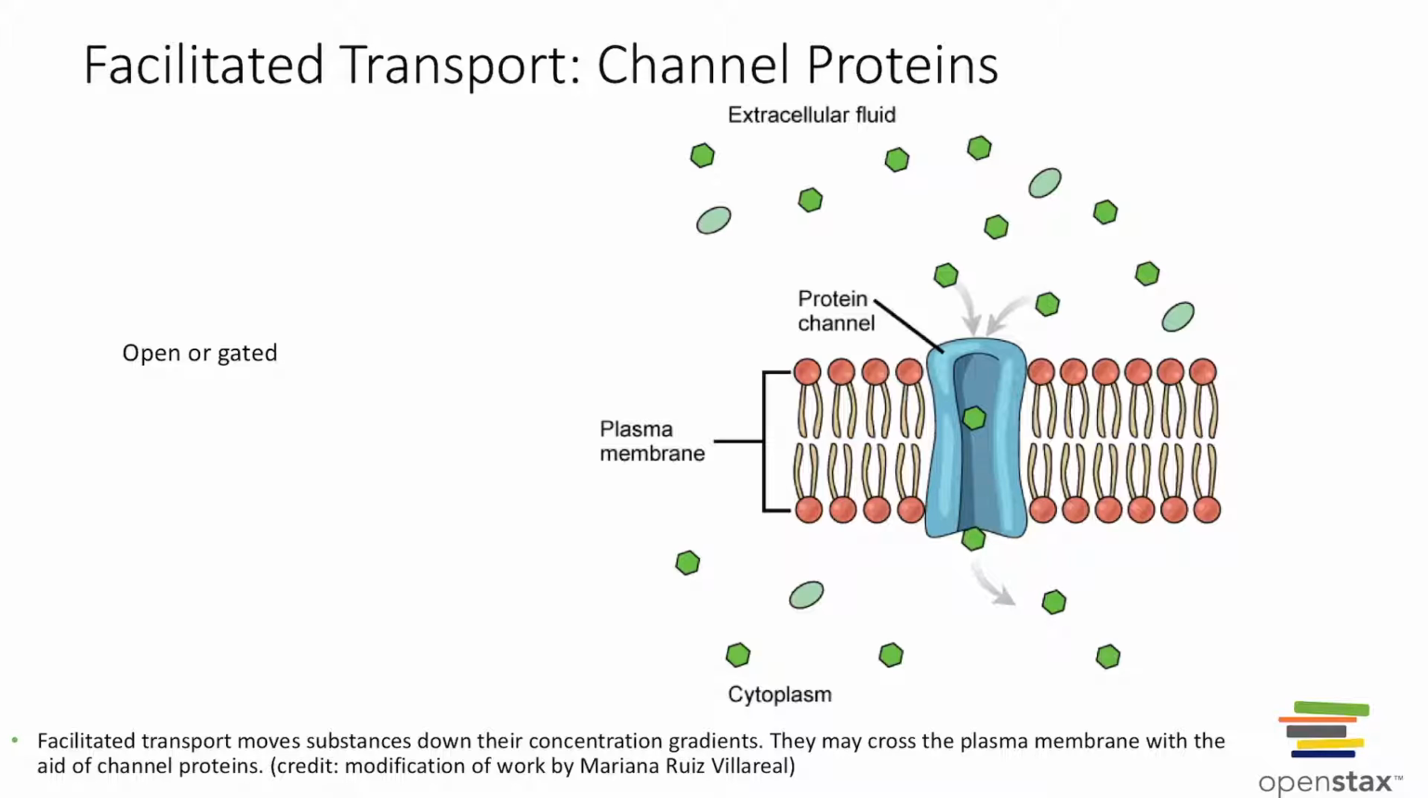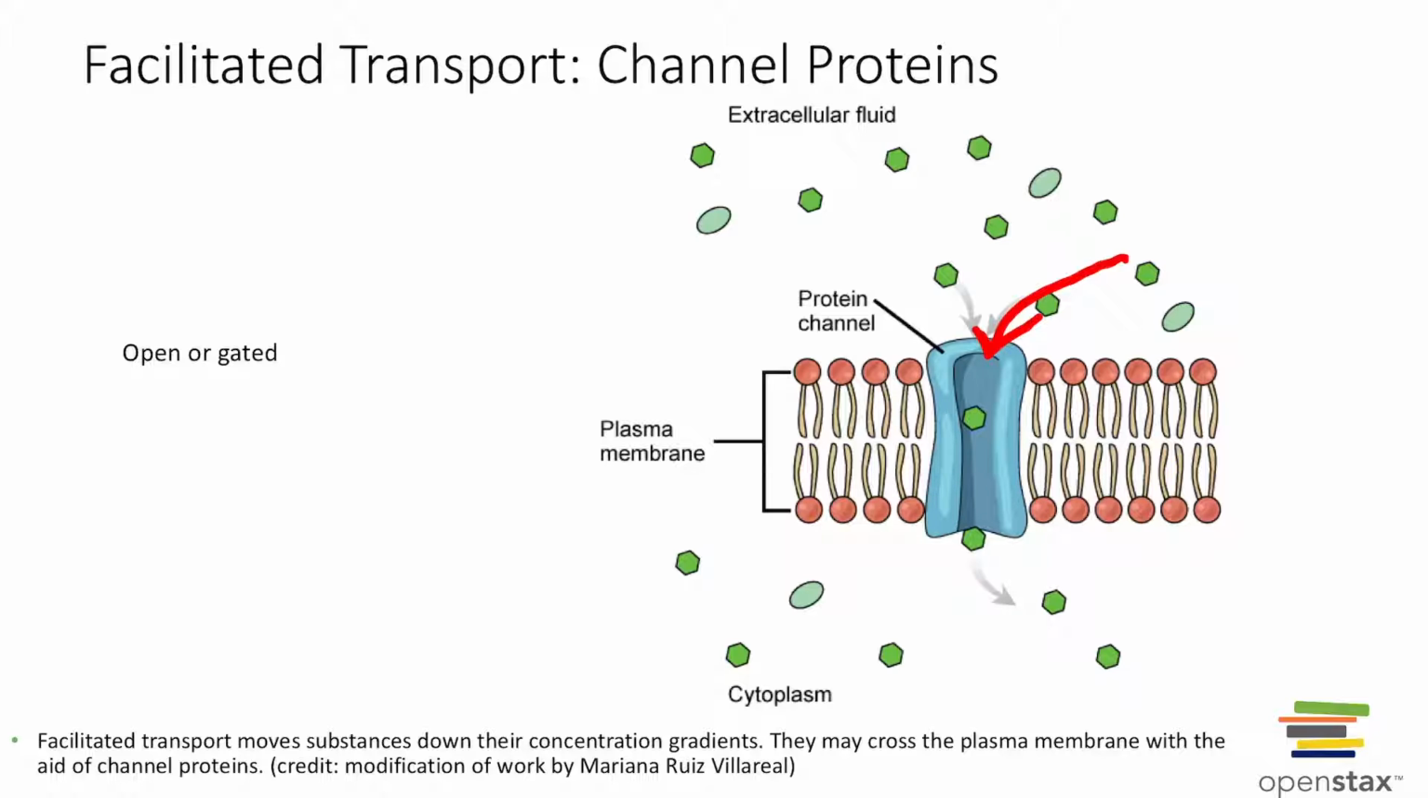Sometimes diffusion needs a little help. If it needs a little help, it's called facilitated transport. And there's two types of proteins that can do this. There are channel proteins here in this image, and we have an open channel protein. It looks just like it sounds. Things are going to come into this open channel protein. An example with this would be water.